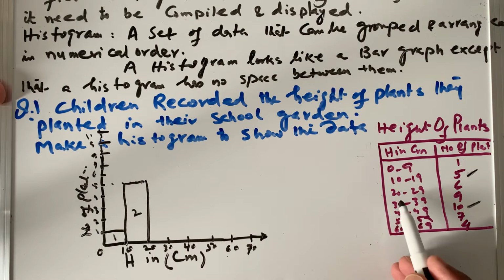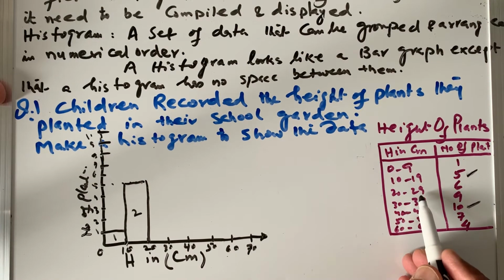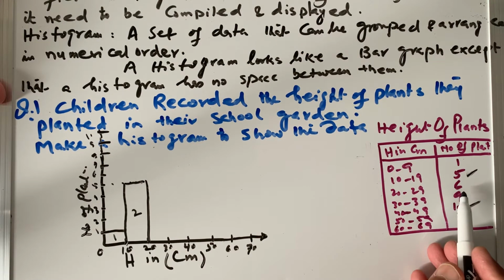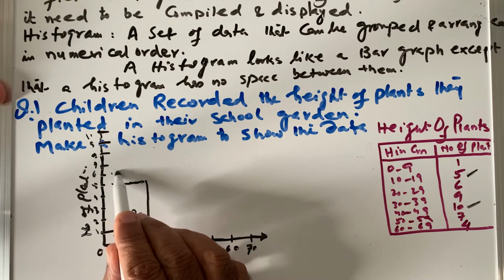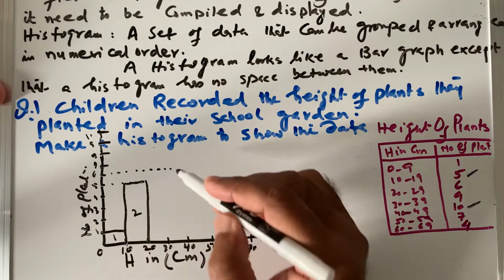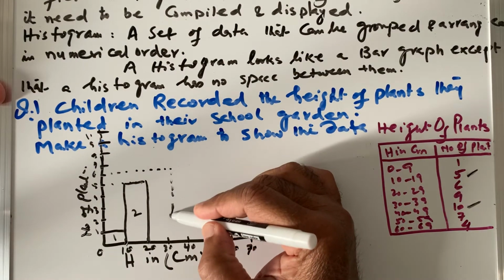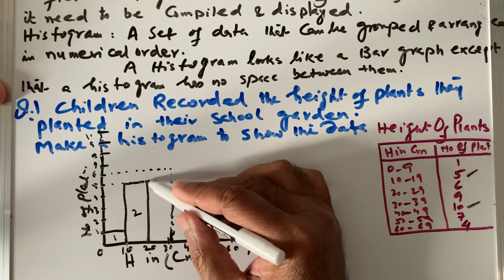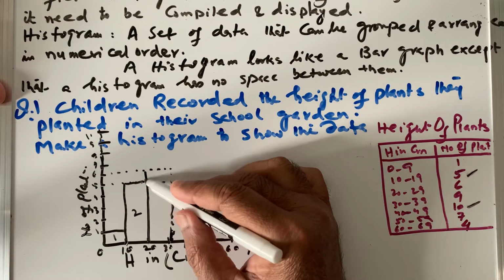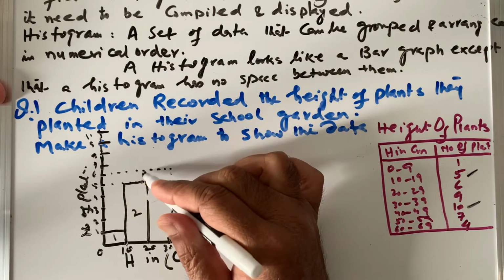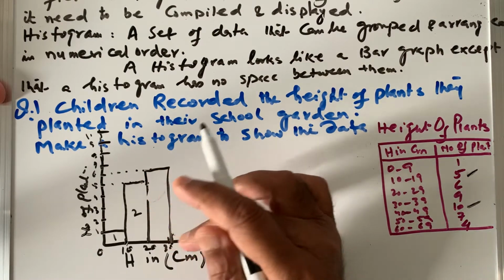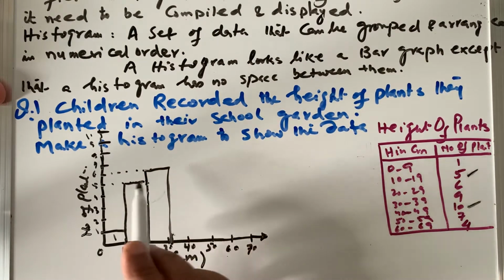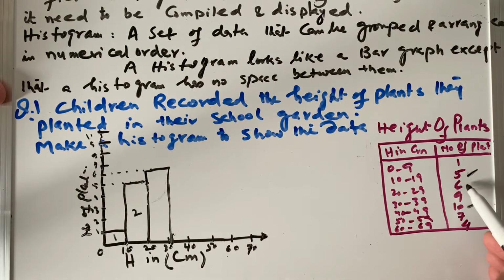Now the third data is telling me 20 to 29 centimeter height of the plant, and they planted 6. So in between this, they planted 6. So 6 is here. We go here and drop the perpendicular and make that line firm, right? So we have this as the third data because they planted 6. So we are done with this, right?